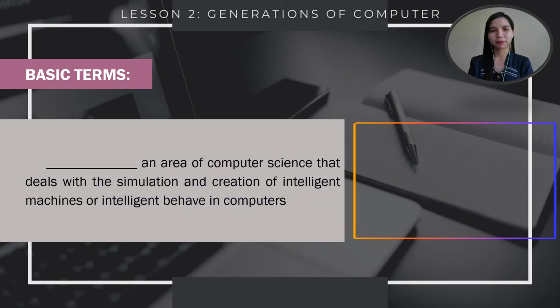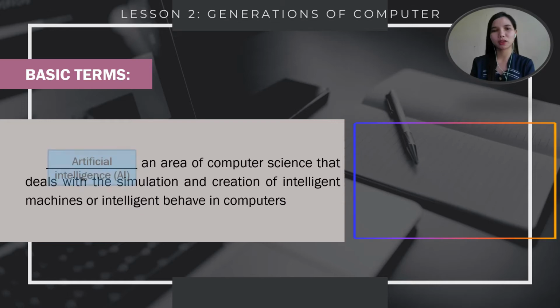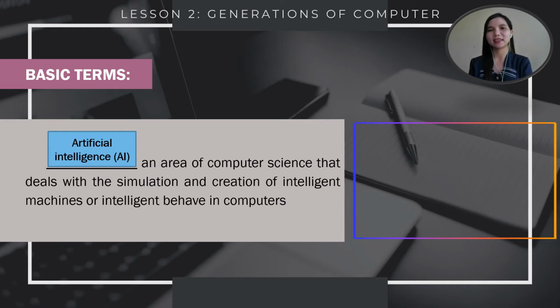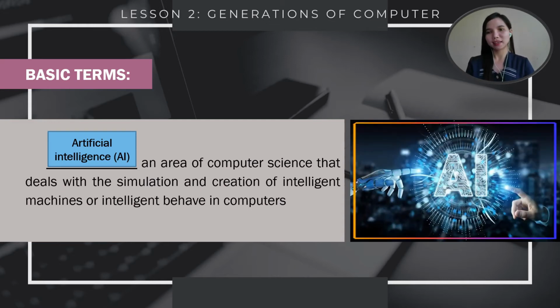Next, we have here an area of computer science that deals with the simulation and creation of intelligent machines or intelligent behavior in computers. So what do you call this one? This is artificial intelligence, or the AI. They think, they learn, they work, and react like humans.